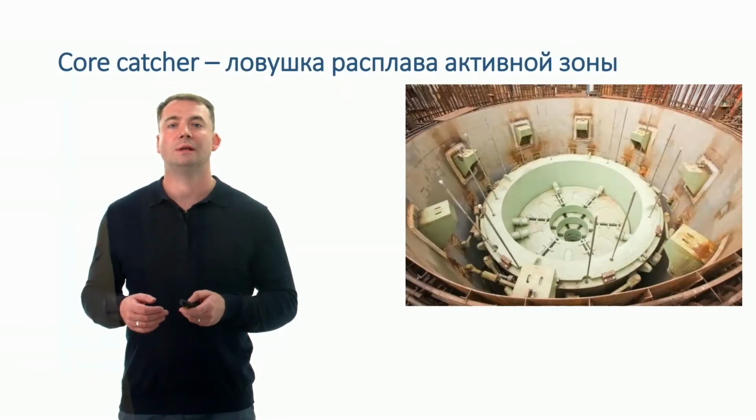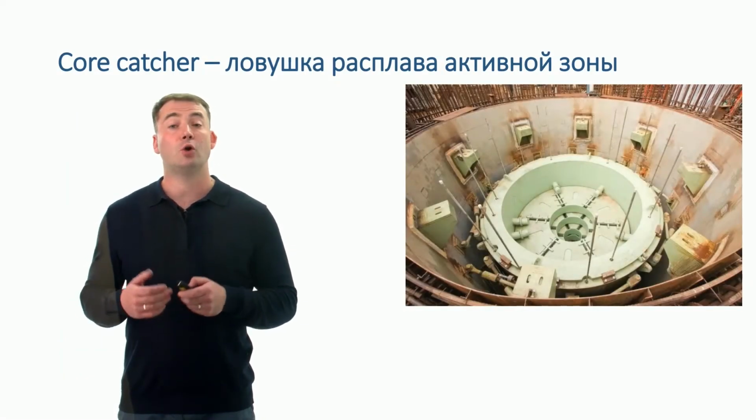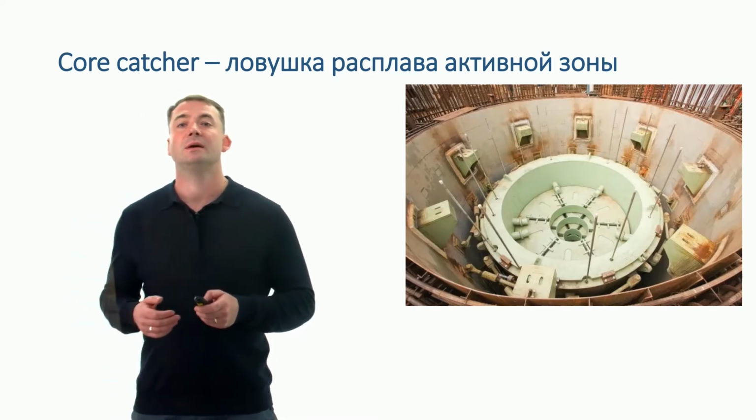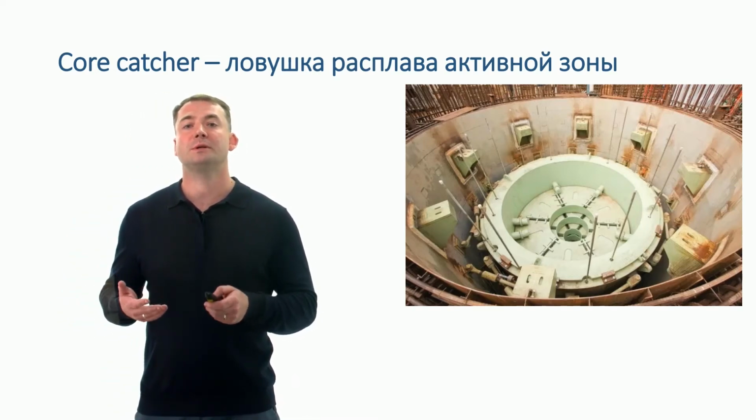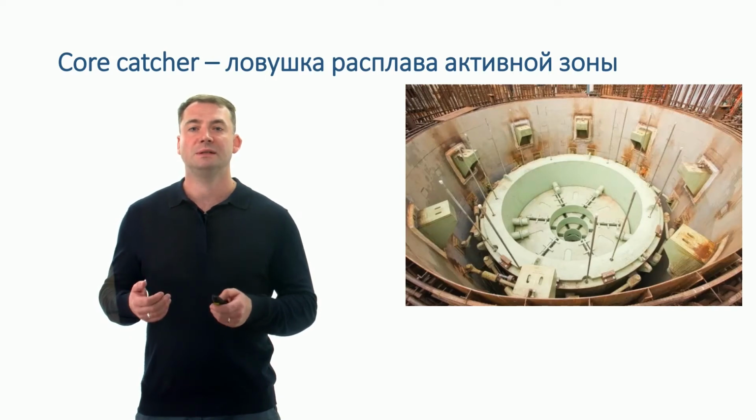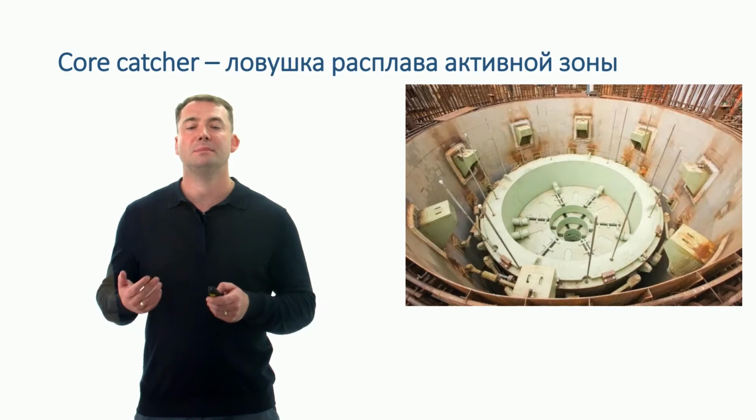Core catcher – ловушка расплава активной зоны. A core catcher is a device provided to catch molten core material, corium, of nuclear reactor in case of a nuclear meltdown and prevent it from escaping containment building. In some documents, core catcher is also known as a melt trap.